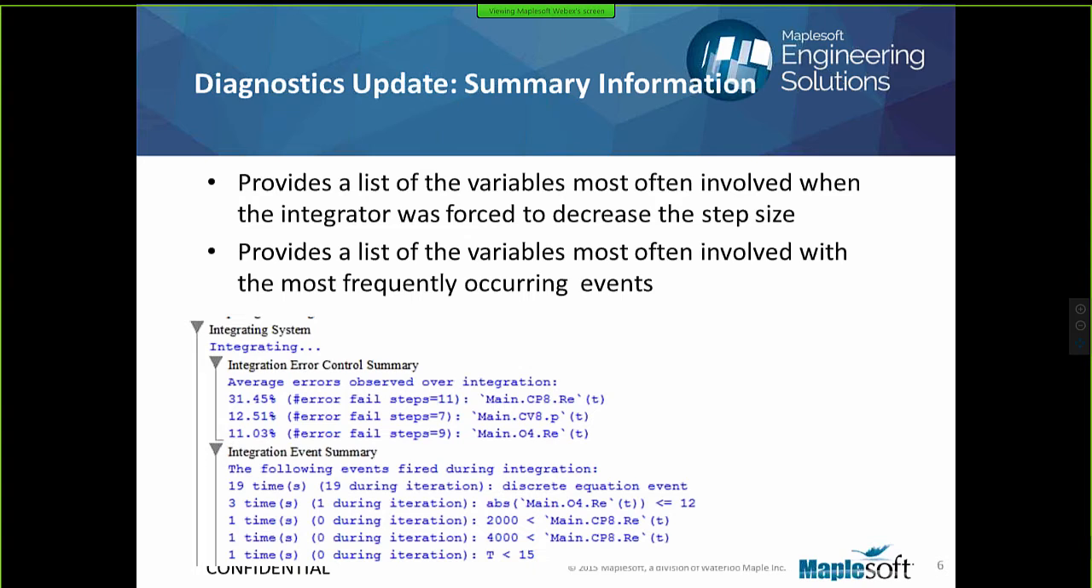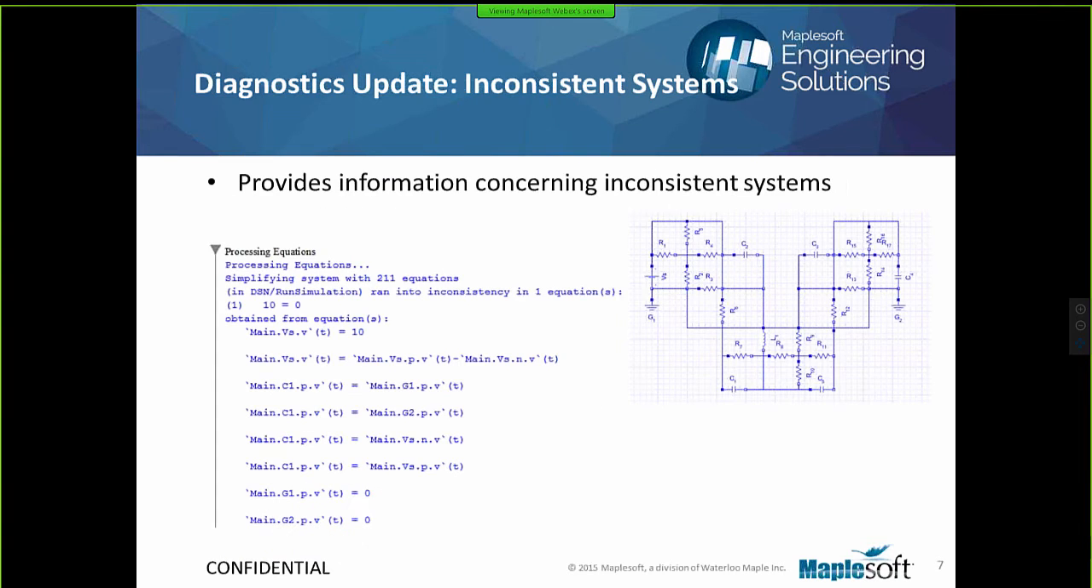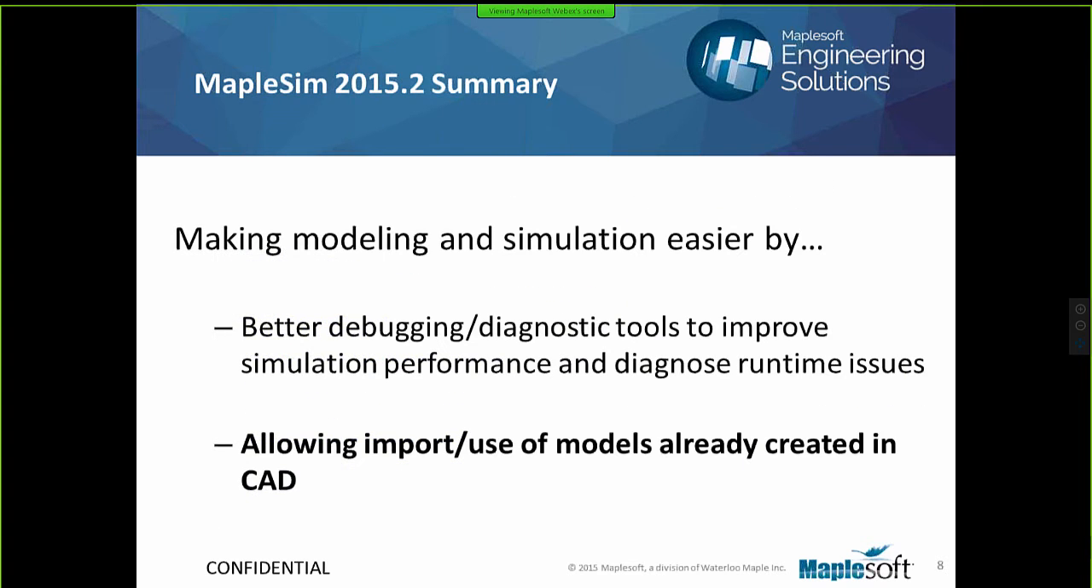A last piece I want to mention is the inconsistency information. Inconsistent system equations can be created using physical models, and you can't tell by looking at that resistor capacitor network on the side that it's inconsistent. However, if you run the simulation, in previous versions you would have been told this is an inconsistent system. Now it'll give you specific equations that lead to the inconsistency. Again, a place to start debugging your model. So that's the diagnostics piece.